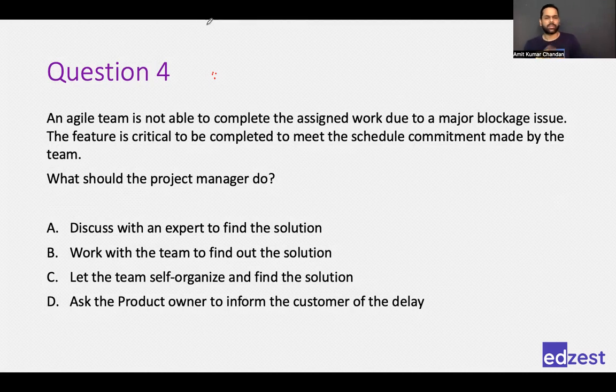All right, so put the answer in the chat box for this question and then we'll discuss. We already have some options, I think.